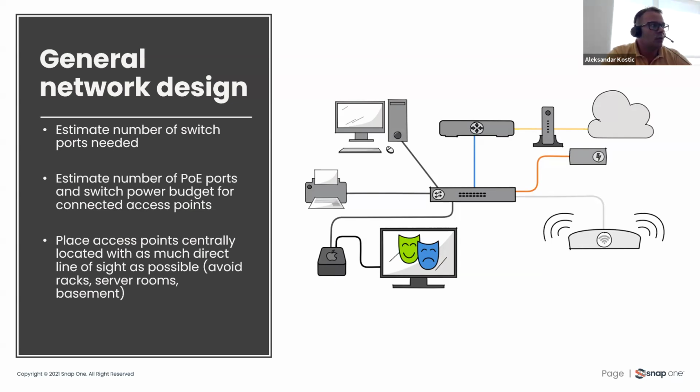And we need to consider where those access points would be located. I believe this is quite straightforward. Access points ideally should be in the ceiling and in a central position, so all parts of the area which should be covered by one access point are equally covered, ideally with no obstacles. The worst possible places to put your access points are, of course, metal constructions, racks, or a basement. Those areas should definitely be avoided.